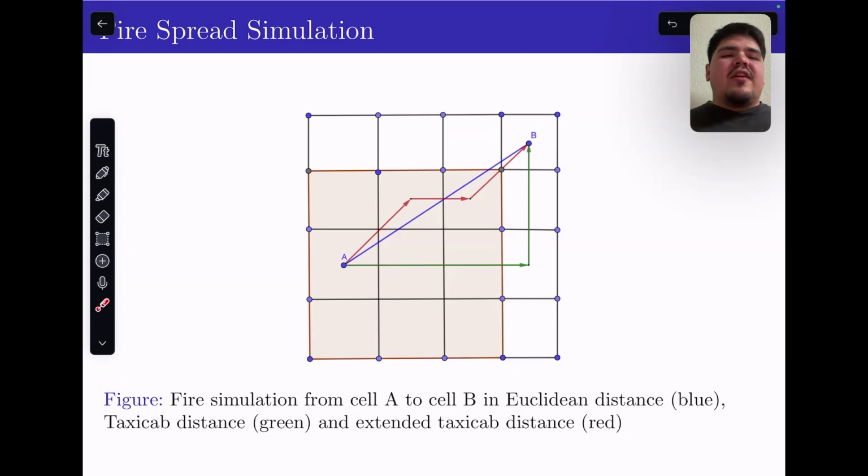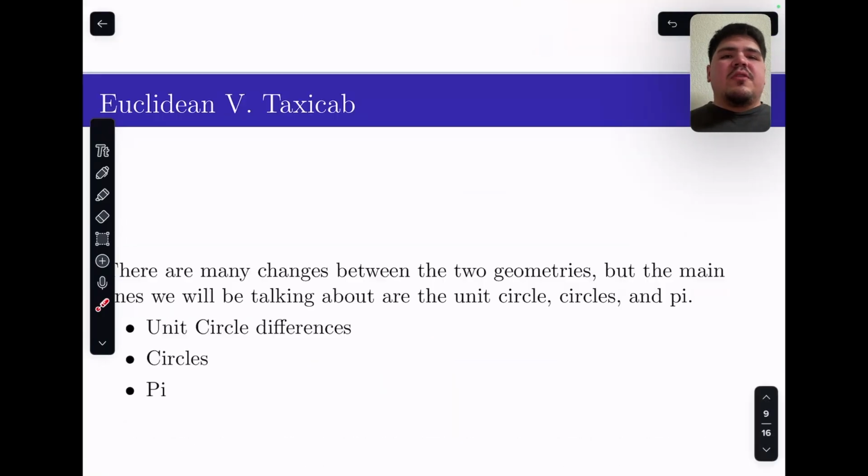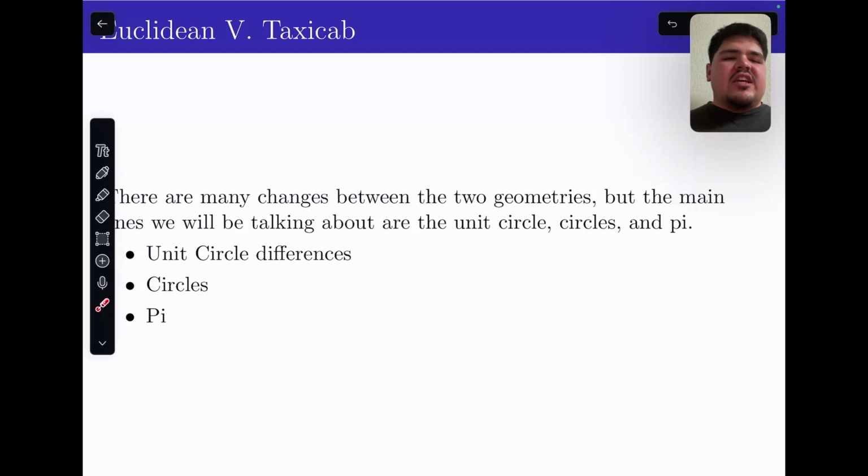So Caballero actually tweaked taxicab geometry a little bit. So we have this red line, which is called the extended taxicab distance. This is the one he uses that he feels most accurately represents fire spread simulation. Okay. Now we're going to go on to Stephen, who is going to explain Euclidean versus taxicab.